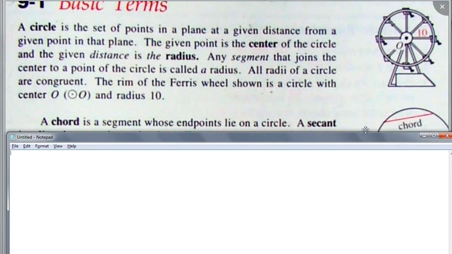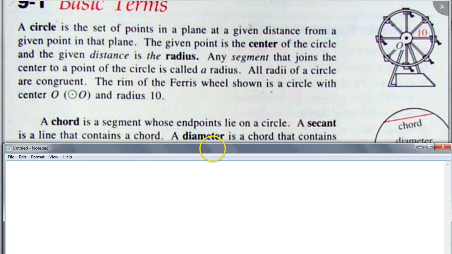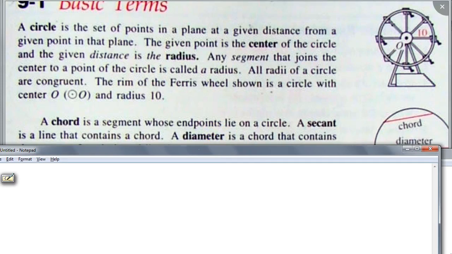What do you think if I were to extend this chord? In other words, if I were to draw a line on top of this chord, what do you think that line is called then? Because a chord is a line segment, right? Because it has two endpoints. What do you think if I were to draw a line on top of that chord? It is called a secant. That's correct. So that's what a secant is. The secant is nothing more than a line that contains a chord.